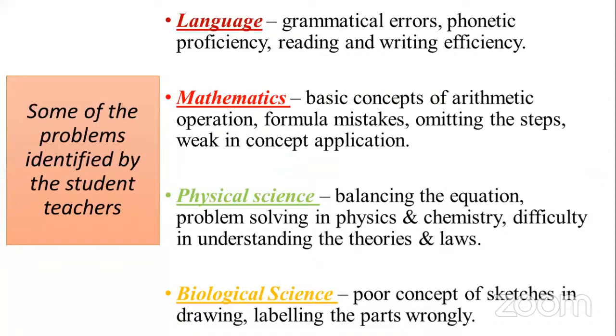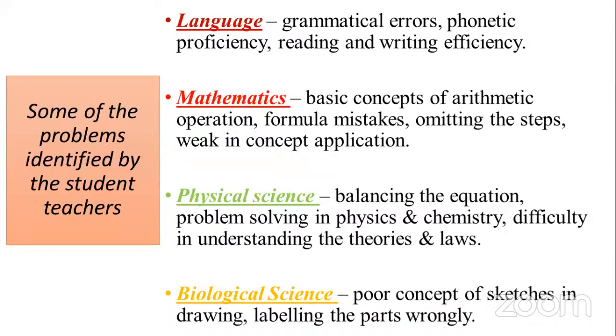So next is physical science. At B.Ed level, physical science can be categorized into two, that is physics and chemistry. Both combined we call physical science. So in that, what type of problems will they face? Balancing the equation, problem solving in physics and chemistry. A lot of derivations are there in physics and chemistry, and balancing the equations.